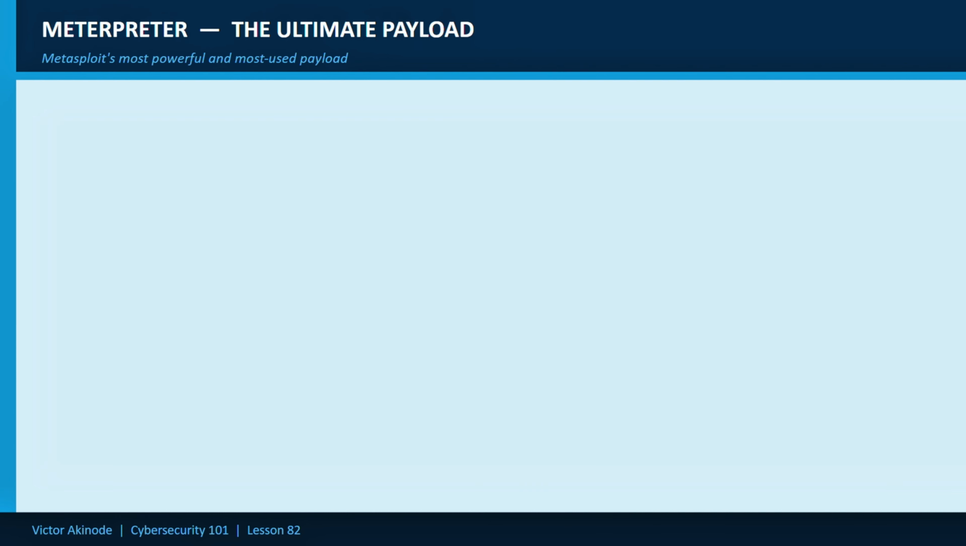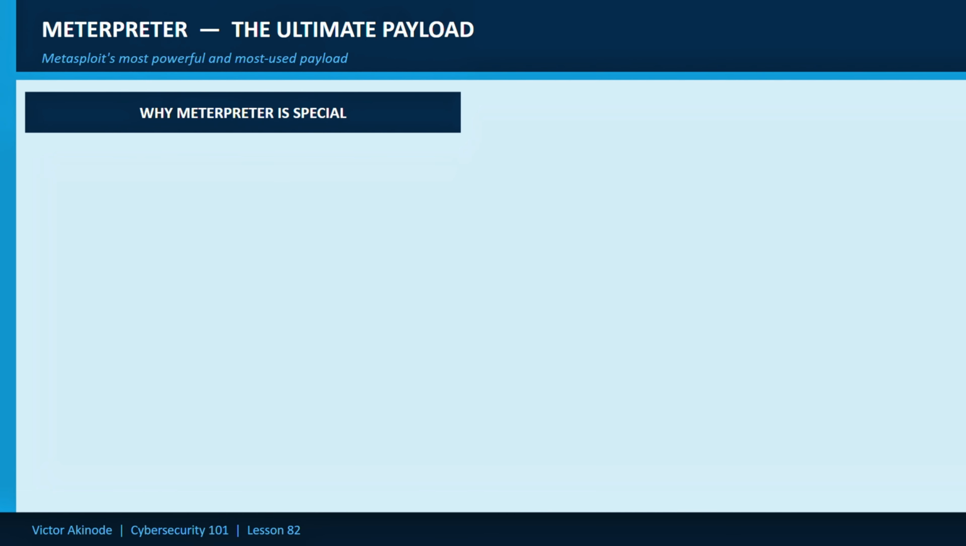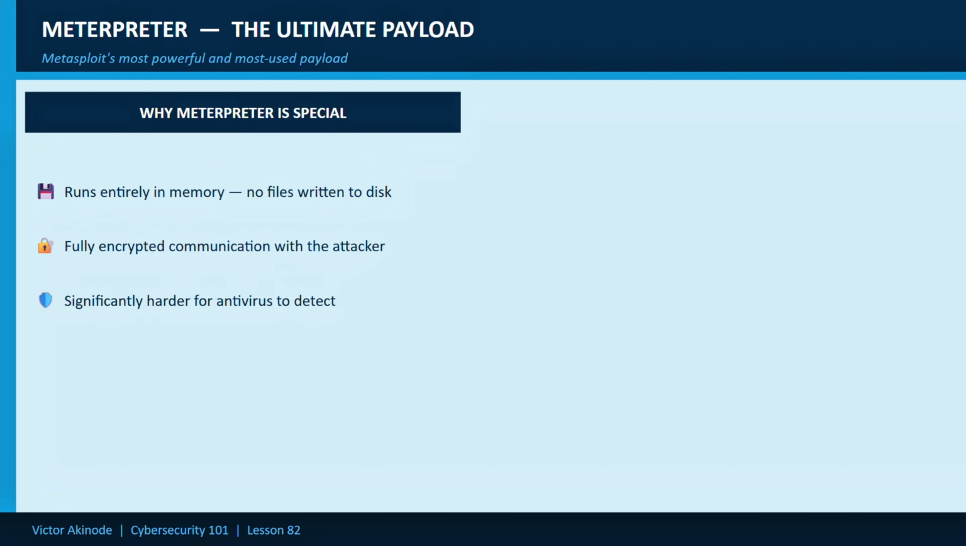Let's talk about Meterpreter, which is Metasploit's most powerful payload. Meterpreter stands for Meta Interpreter. So why is Meterpreter special? Meterpreter is special for several reasons, and some of them are: it runs entirely in memory with no files written to disk, and this makes it much harder to detect. Also, the communication between you and the target is encrypted. It is significantly harder for antivirus to detect, and it is extensible, meaning you can load additional features as needed.